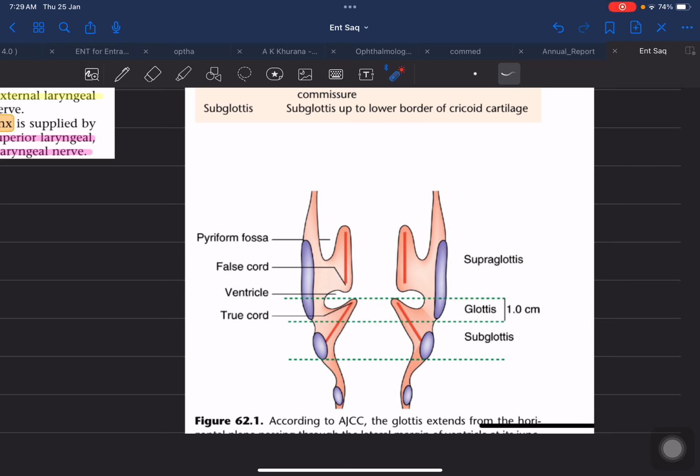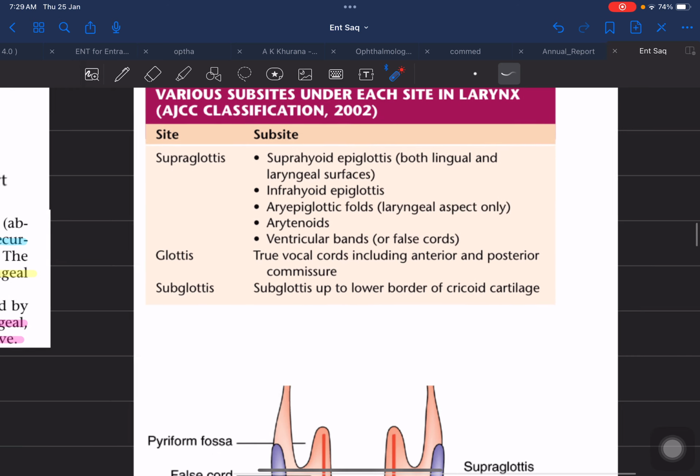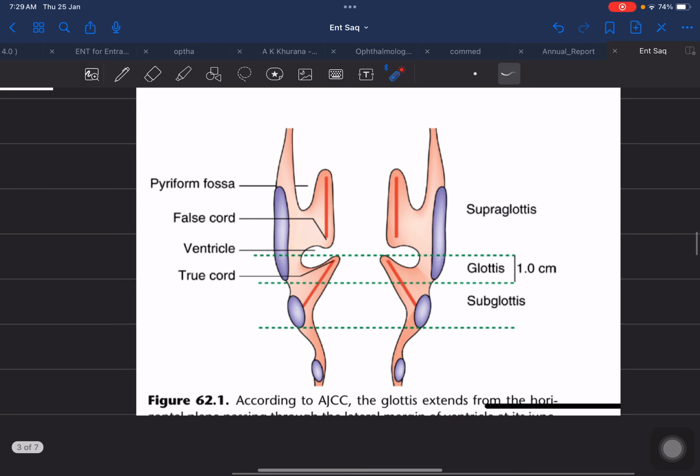As you can see, these are the sites of the larynx. Now talking specifically about glottis, supraglottis and subglottis: the glottis includes the true vocal cords, including the anterior and posterior commissure. Glottis is a site, and within this site, the true vocal cord along with the anterior and posterior commissure are present. Okay, we are clear.